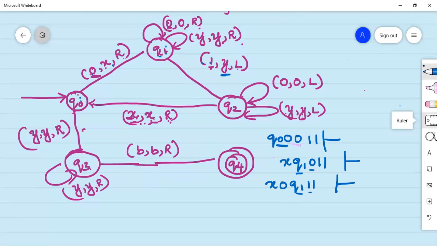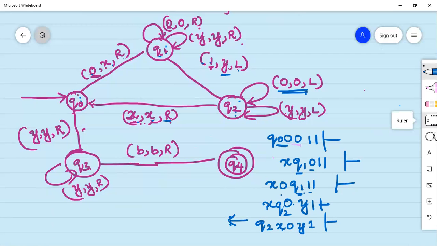q1 on 1 is replace 1 as y and move towards left. Change the state to q2. So x 0, right? And this 1 is replaced by y. And q1 was here, so you move towards left and you have q2. So q2 on 0, just keep 0 as 0 and move towards left. So now I have q2, x 0, y and 1. Correct? Now what about q2 on x? q2 on x will be x itself. Move towards right and come to q0.